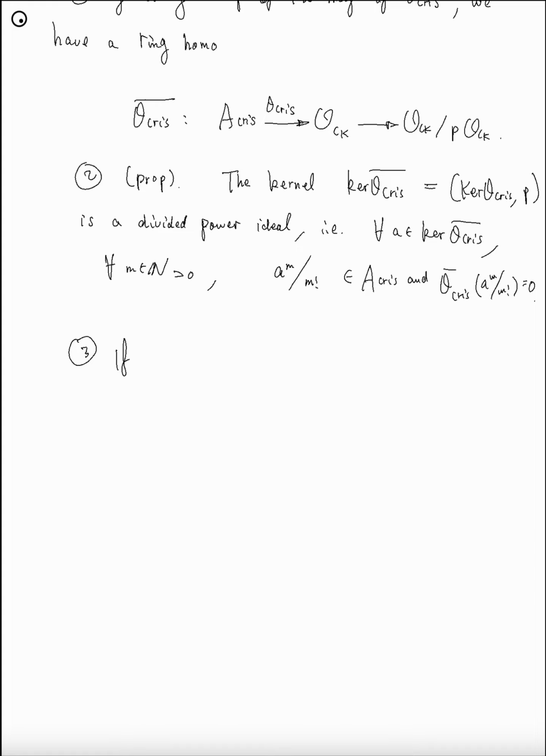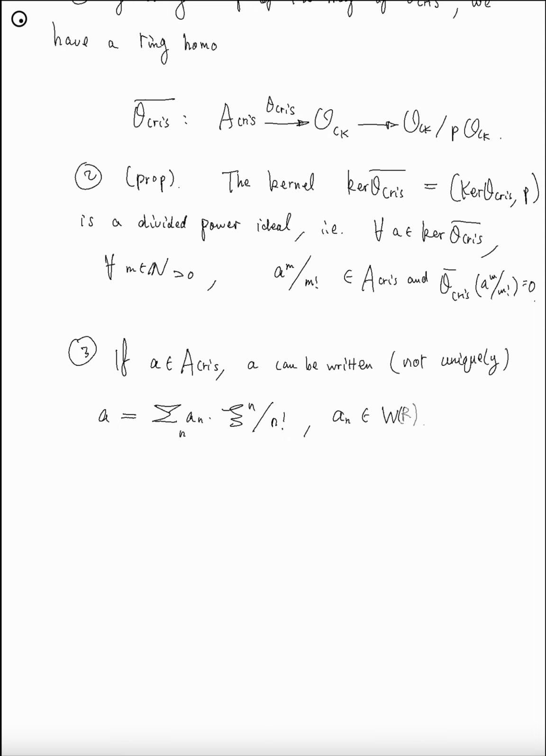Remark 3, if we take an element a in A_inf, then a can be written, not uniquely, into the form summation a_n times c_n over n factorial, with a_n in WR and a_n goes to 0 p-adically. This is what we have described just now, right? Here, let's mention it's not unique.